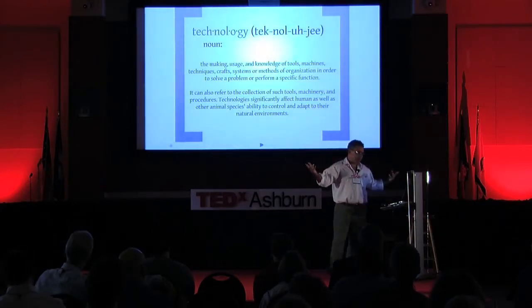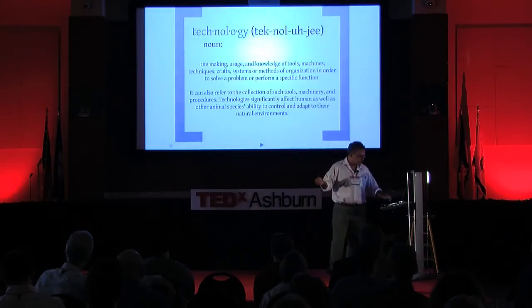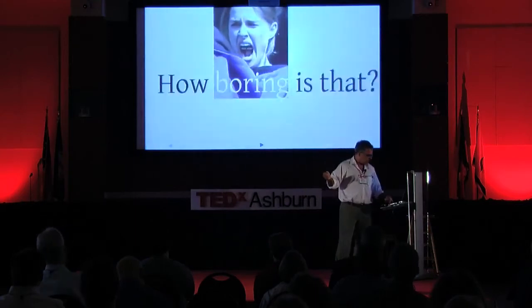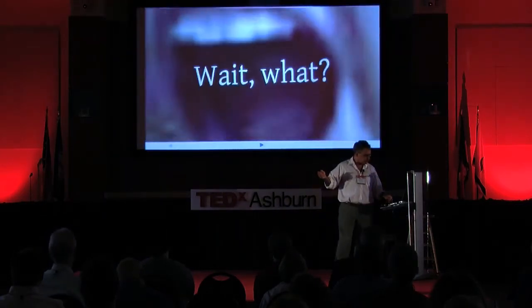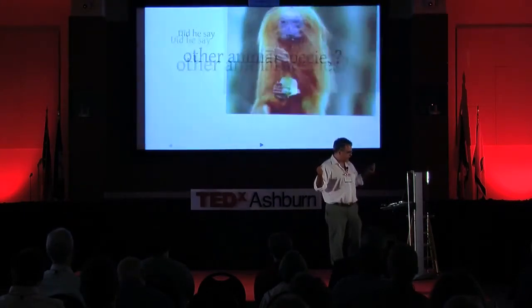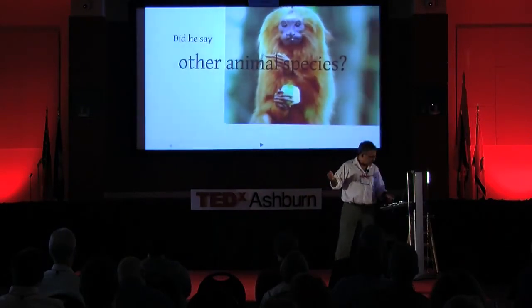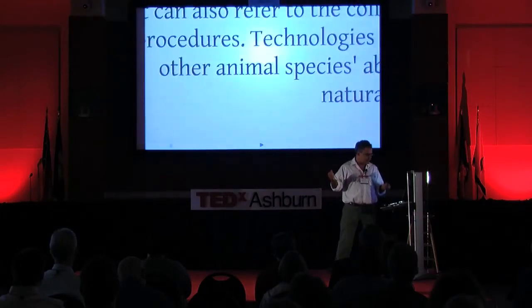It's a TED Talk, so you need definitions. Technology significantly affects human as well as other animal species' ability to control, and yada, yada. Okay, wait a second. Did he say other animal species? And actually, if you missed it, I did.